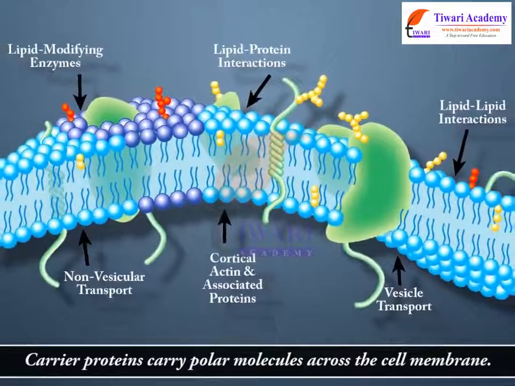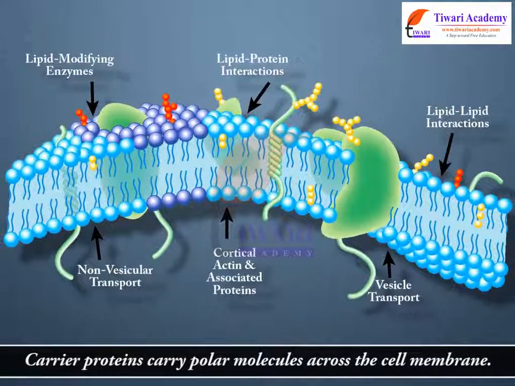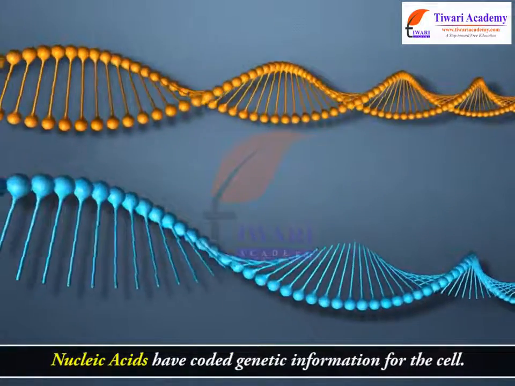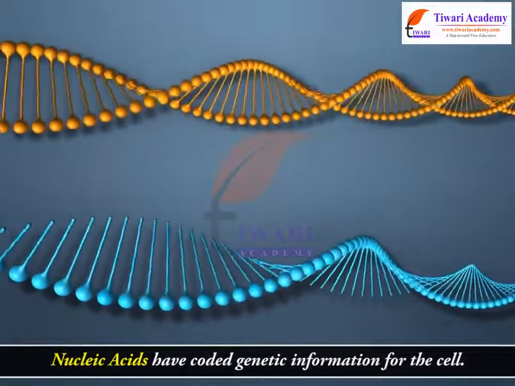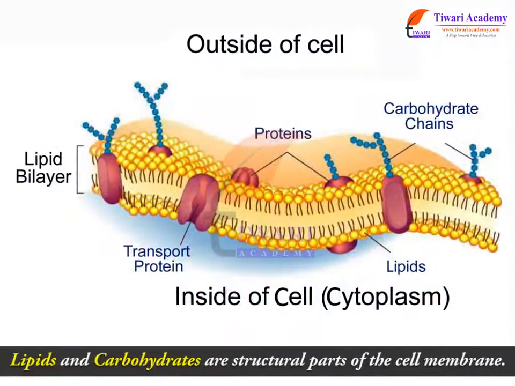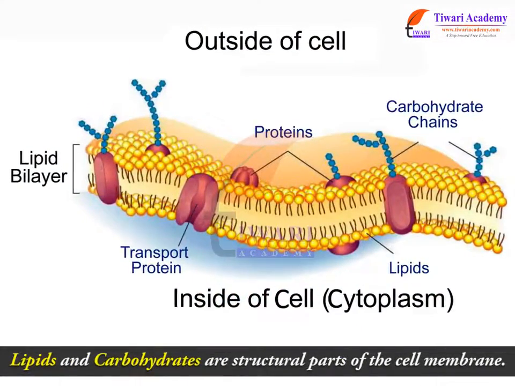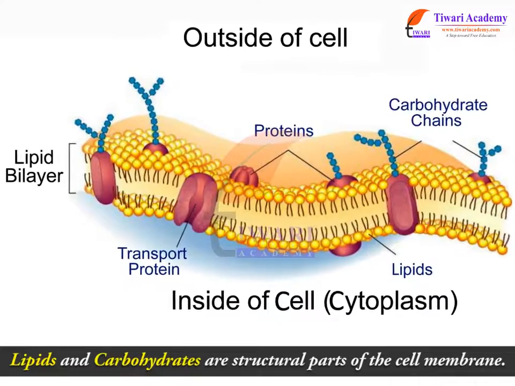Carrier proteins carry polar molecules across the cell membrane. Nucleic acids have coded genetic information for the cell. Lipids and carbohydrates are structural parts of the cell membrane.